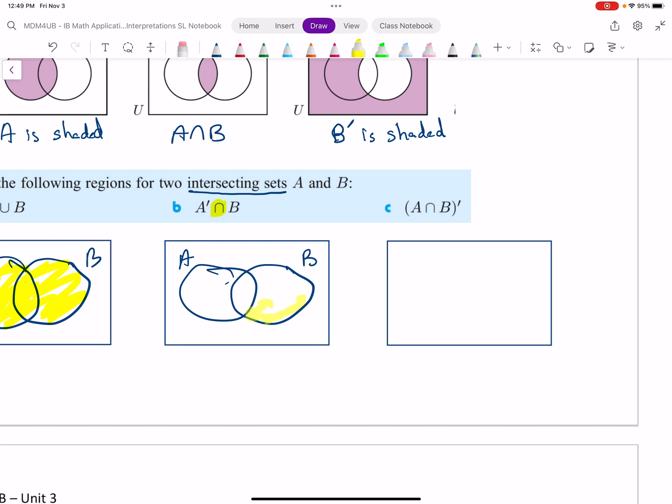So really everything that's not A is outside of A. What intersects with B outside of A would be just this. And so this is that A prime intersection with B. So that one's definitely trickier.